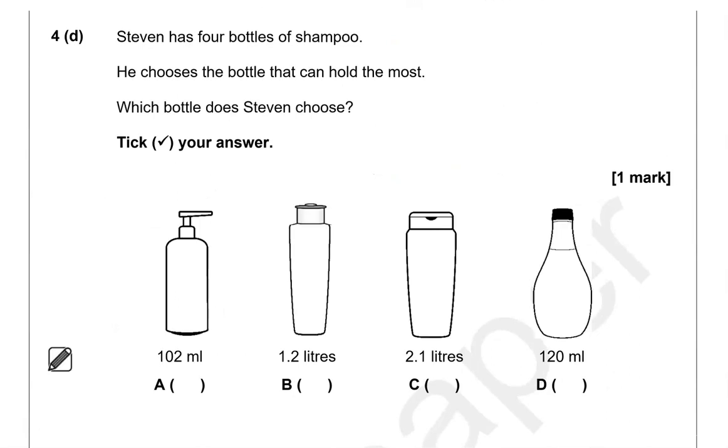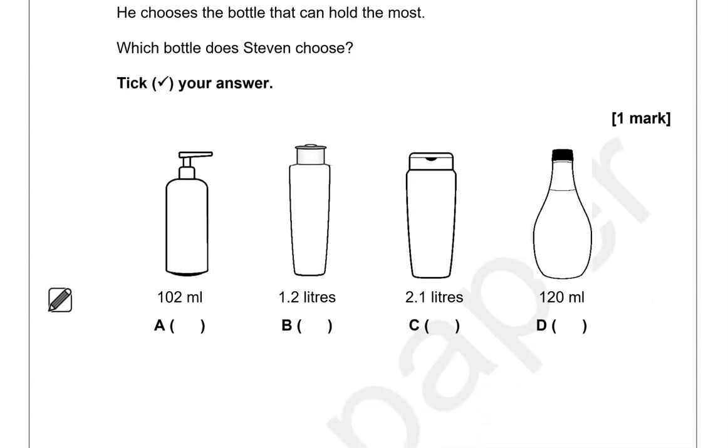Stephen has 4 bottles of shampoo. He chooses the bottle that can hold the most. Which bottle does Stephen choose? Tick your answer. So, we've got milliliters and liters. First thing to remember is that in 1 liter there are 1000 milliliters. So milliliters are tiny amounts. You need 1000 of them to make a liter. This is less than 1000, so less than a liter.